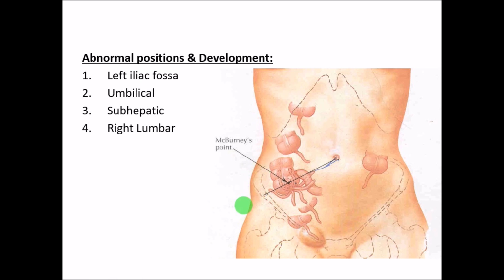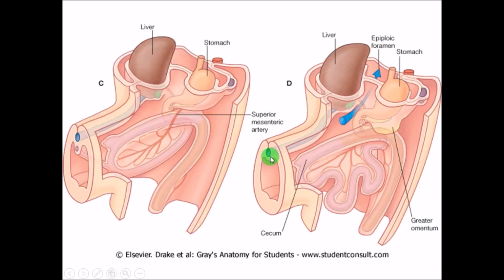The fourth is the right lumbar. Instead of being in the higher position, it can be very low in the lumbar region. So that is called the right lumbar type. And the fifth is that it might be present in the pouch of Douglas.